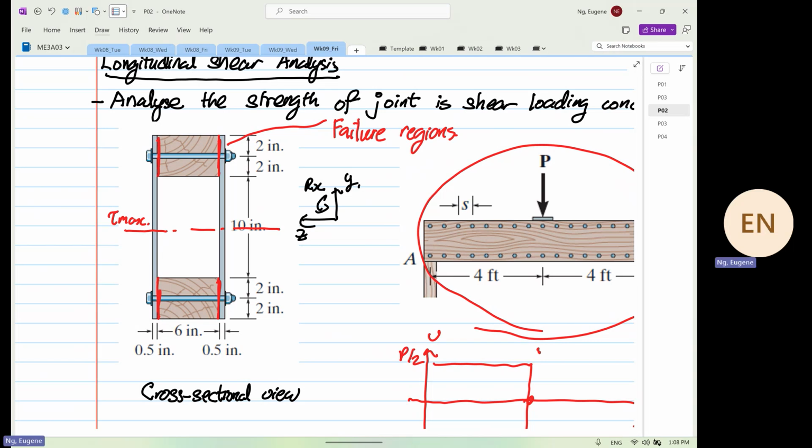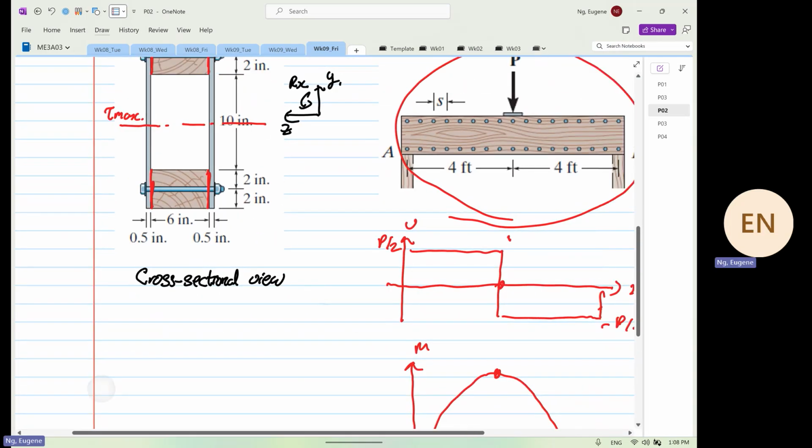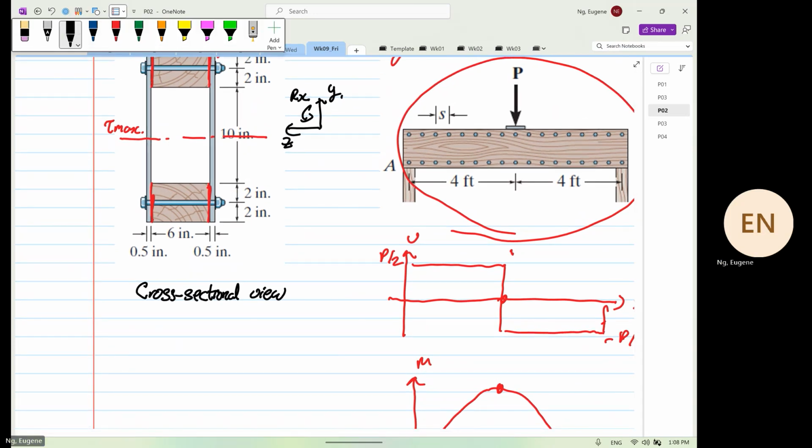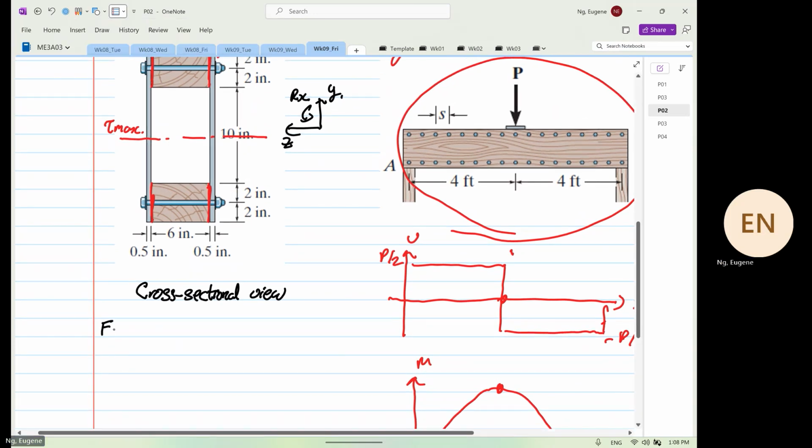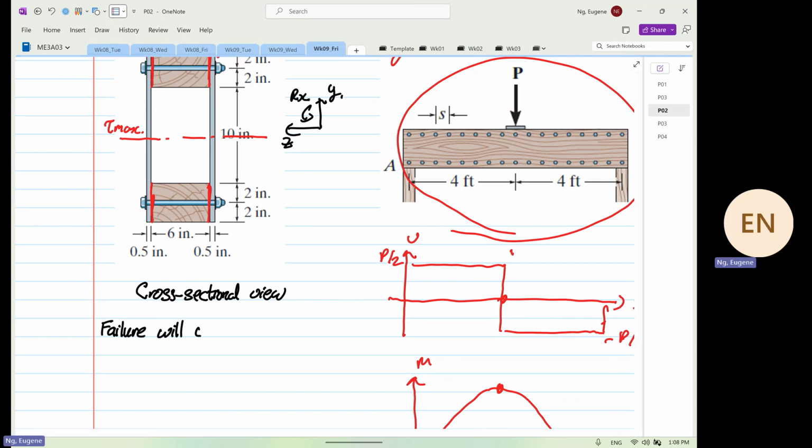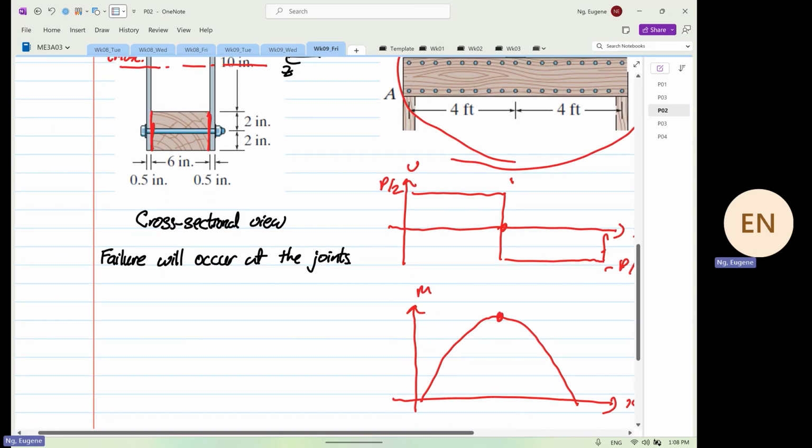So the next thing is there are rules that we have to comply with. Okay, so the most important thing you learn from today is that failure will occur at the joints. Okay, failure will occur. So the formula that we're going to apply is still the same set of formula.